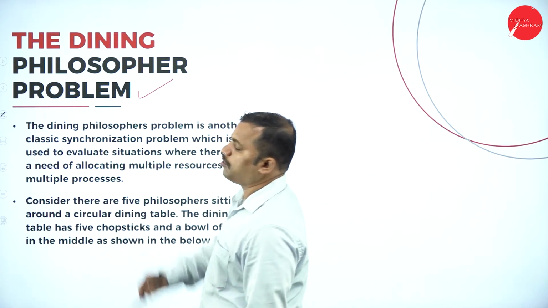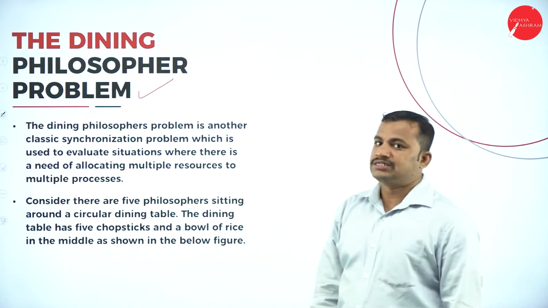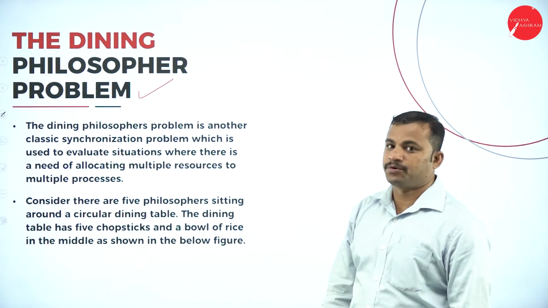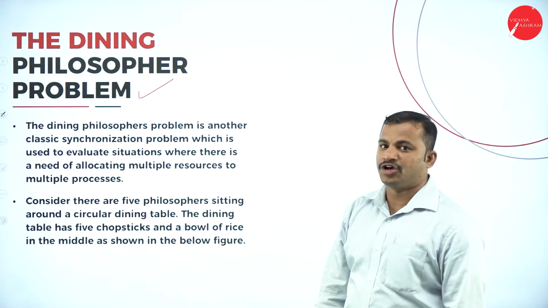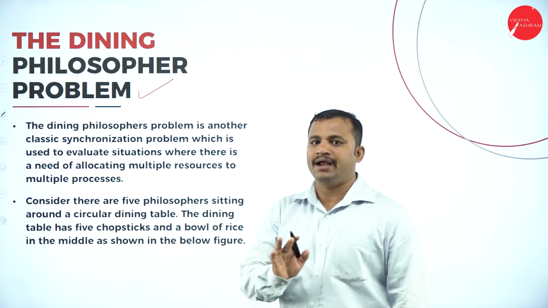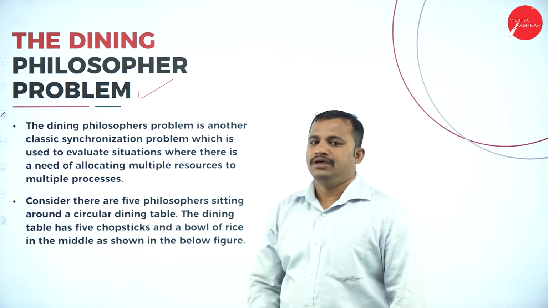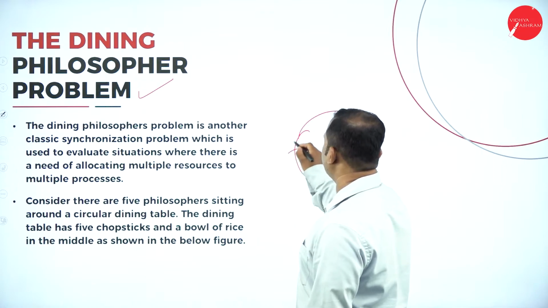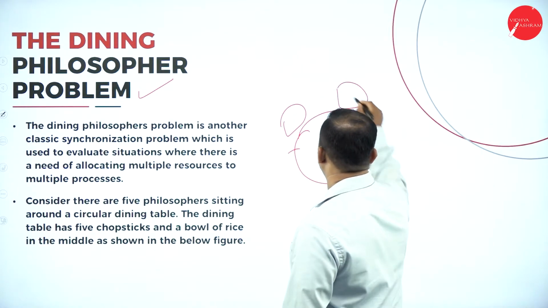Then, which is the next problem? That is the Dining Philosophers problem. In the Dining Philosophers problem, there are 5 philosophers. Their job is to think and eat. Think and eat. That's all. If that is the case, we have chopsticks at the center of these philosophers.